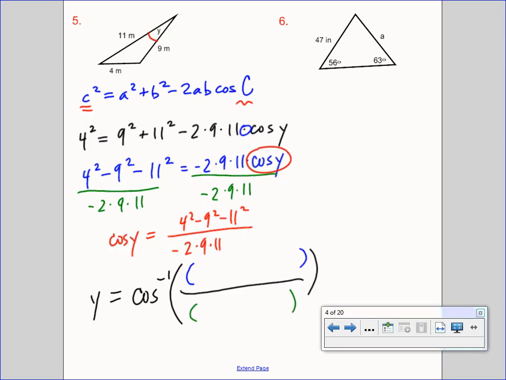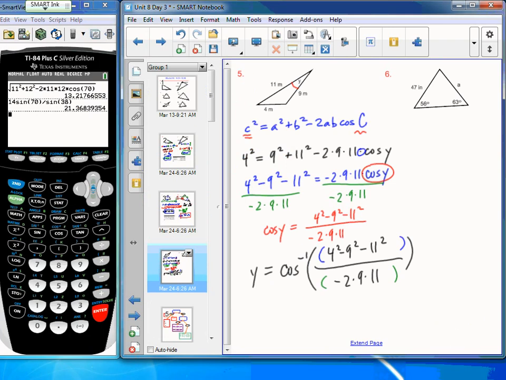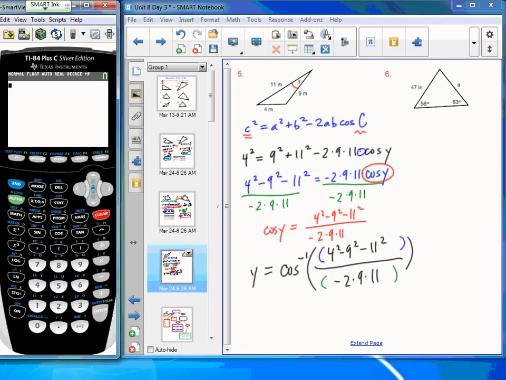We've got a numerator given by 4 squared minus 9 squared minus 11 squared. We've got a denominator given by the opposite of 2 times 9 times 11. And we've got a calculator that's going to give us an approximation for that. So here we go. Inverse cosine. Open left paren. There's my numerator. Open my numerator. 4 squared minus 9 squared.